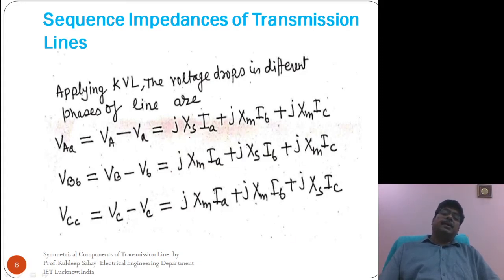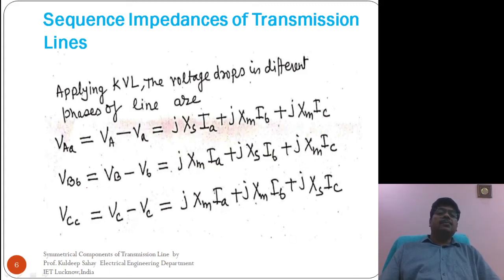there will be a drop in the self-inductance due to the current flowing through it, IA. So that will be jXs into IA. While due to the current IB, there will be mutual inductance, so there will be an additional voltage drop of jXm into IB. And further, due to the current IC, there will be mutual inductance XM, so the voltage drop will also be jXm IC.